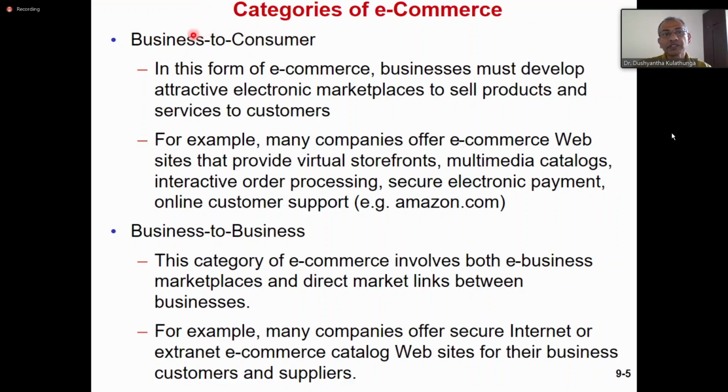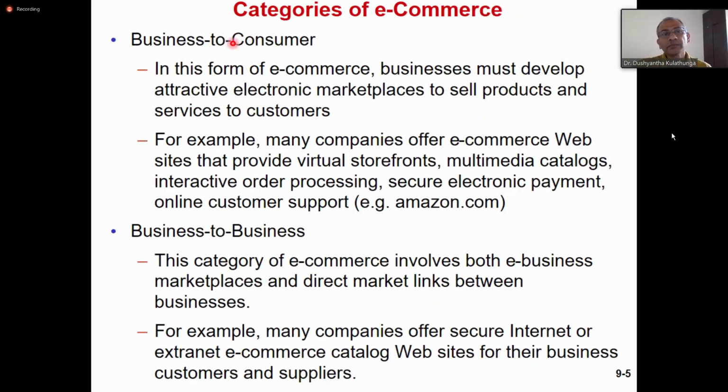The business organization may be marketing their products to the consumers. They may be selling their products to the consumers. So the transaction is basically between a business organization and a consumer. So the e-commerce transactions are between the business organization and the consumer.